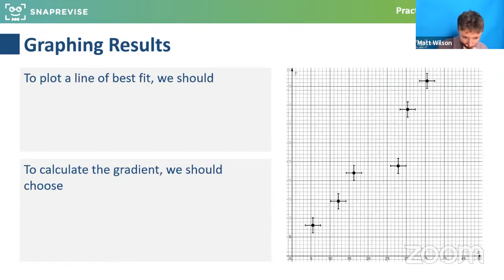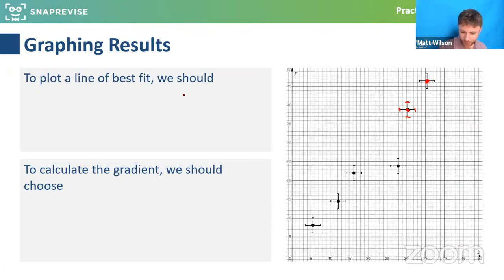So now let's talk about graphing results. So we need to talk about how we can plot a line of best fit. And we need to remind ourselves how to calculate gradients afterwards. So let's say we've collected a load of results. Here are my results on the right-hand side. And I've got these dots, and they represent the actual value that I measured. And I've got these bars, which represent my uncertainty, both in whatever my x variable is and whatever my y variable is.